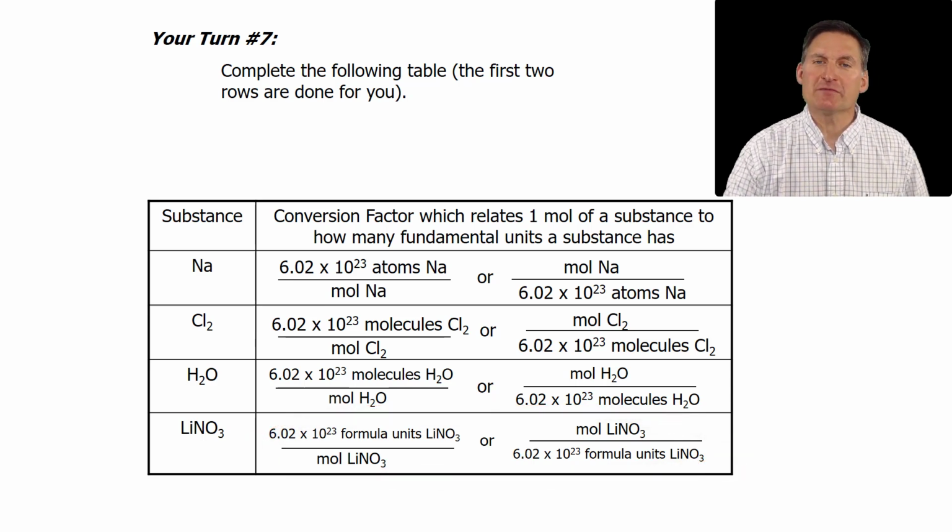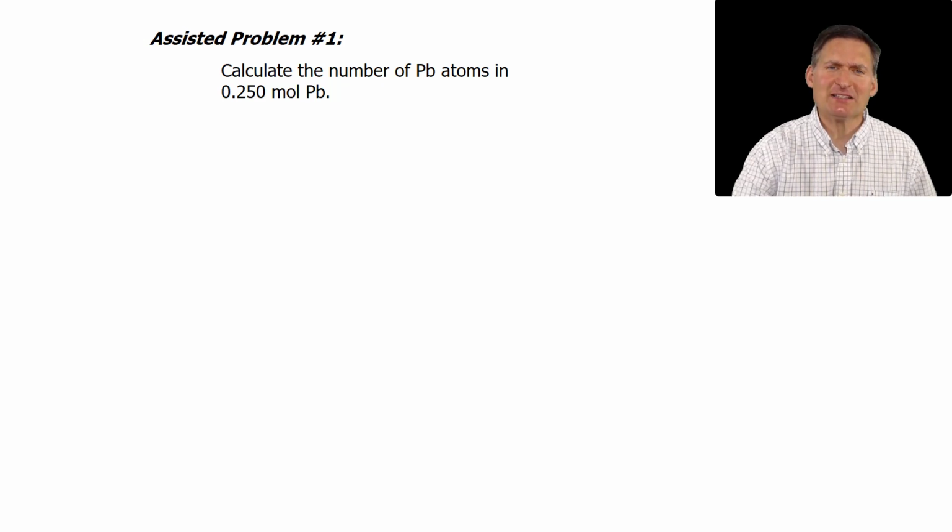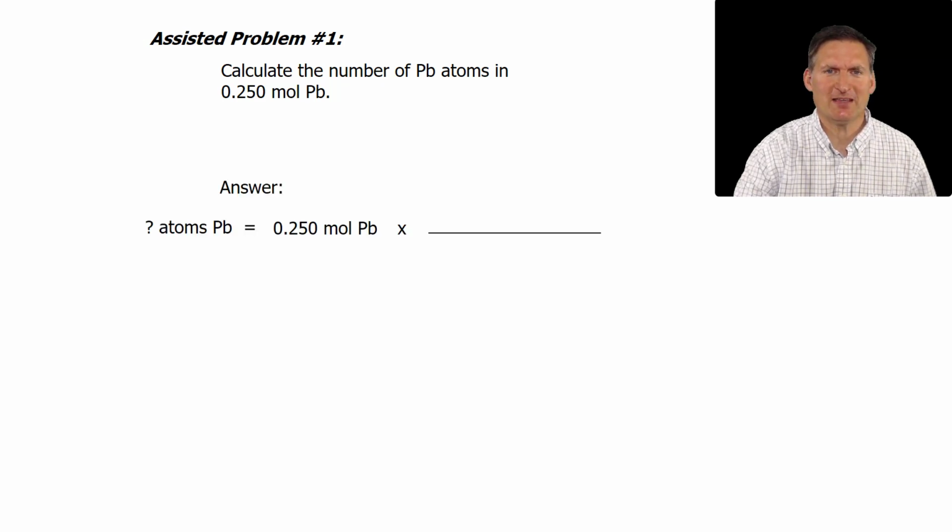Now that we know how to make conversion factors using Avogadro's number, 6.02 times 10 to the 23rd, let's practice some calculations. How many atoms of lead are in 0.250 moles of lead? Perhaps you can do this quickly in your head simply by estimating 1/4 of 6.02 times 10 to the 23rd. But let's set it up with a conversion factor, because eventually we'll get to ones where it's not so easy to estimate. Here the solution is started for you.